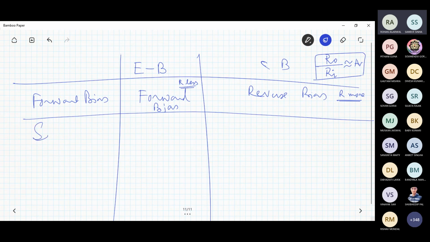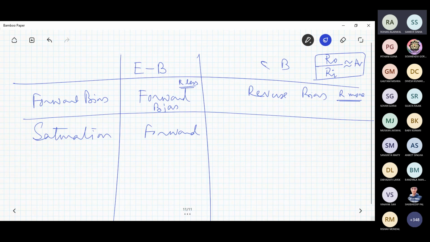Somebody raised the question of how you will generate current. I am least bothered about generating current. It's not the collector current that we are generating. We are generating only the emitter current. Collector current is the received current. You remember it that way.